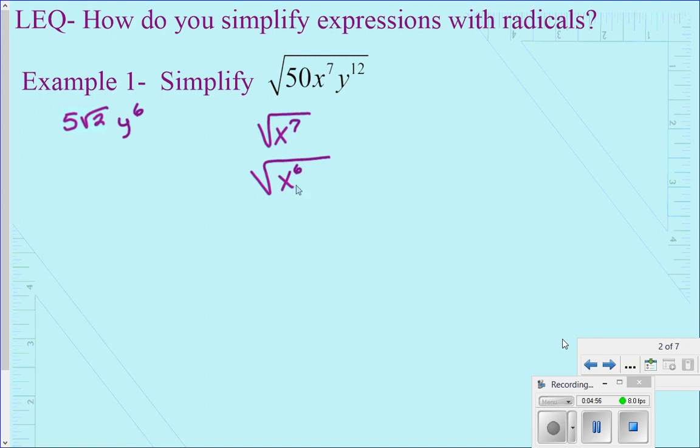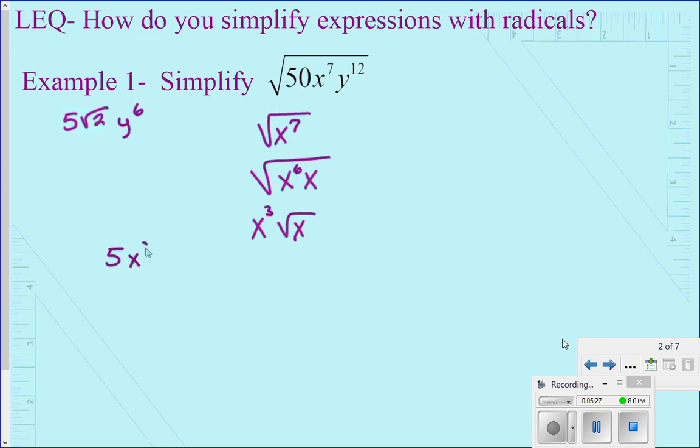Well, I can't change the problem. It was x to the 7, I change it to x to the 6, so I have to have another x to make it okay that I just changed it, because x to the 6 times x is x to the 7th. So now it's okay. The reason I did that is because 6 does divide by 2 evenly, and I get 3. So x cubed is what I get when I take the square root of x to the 6th. And then I'm left with just an x underneath the square root. So my answer, if I bring all this together, I have 5.